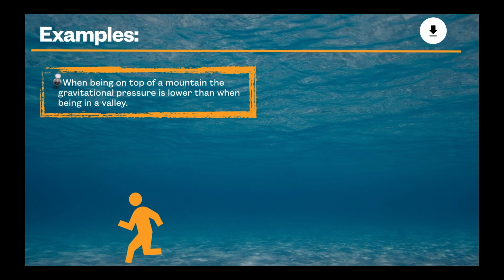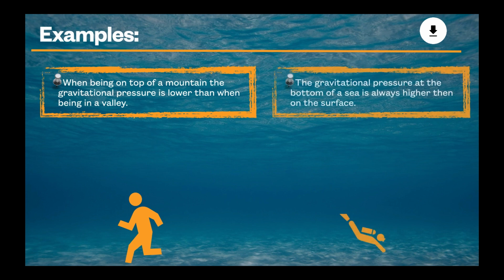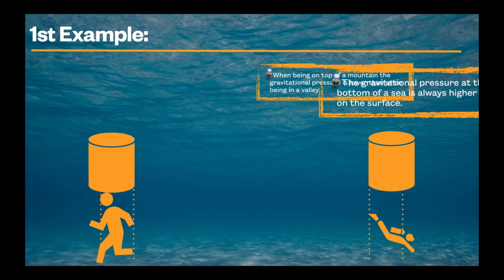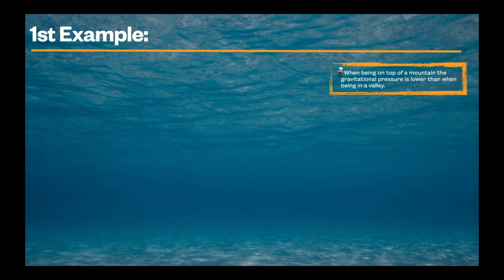So let's take that same dude and let him put on his diving gear. He will definitely feel that the gravitational pressure at the bottom of a sea is always higher than on the surface of that same sea. And the clue about that is that the gravitational force exerted by the particles building a column on top of that dude is obviously a lot higher when getting deeper. So let's get straight to our first example of the dude feeling a lot higher gravitational pressure on top of a mountain compared to the pressure down in the valley.